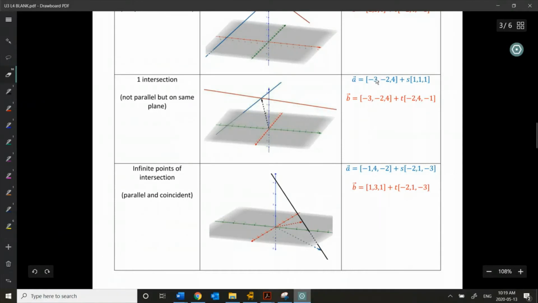The equations don't necessarily tell you based on the point that you see here. We know we could have really any position vector out to these lines.